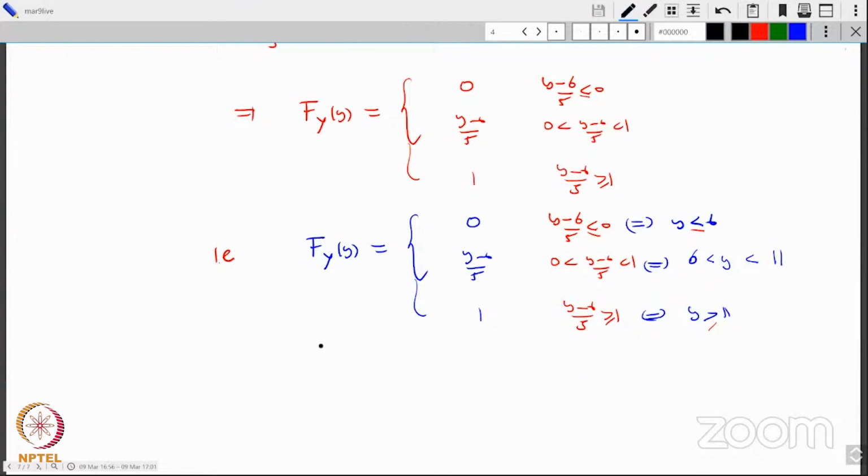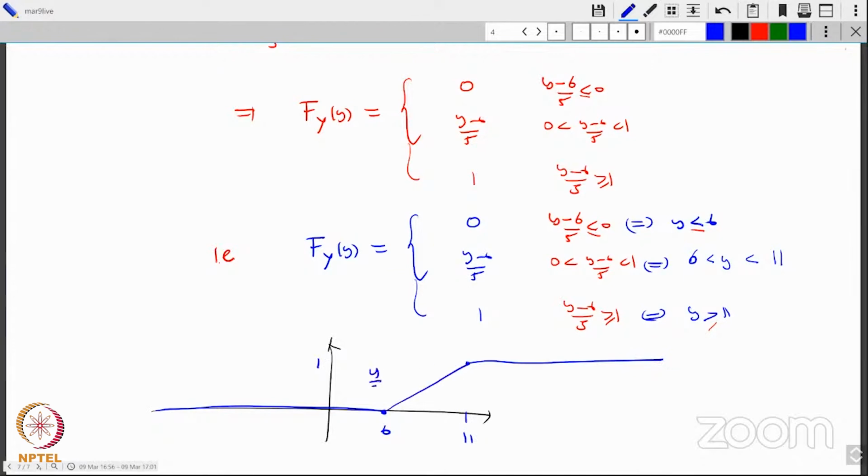Let me draw the graph of F of y. How does it look? It's going to be 0 till 6, then going to go to 11. At 11, the function is 1, right? And in between, the function is a line of slope 1 over 5, so this is y by 5 minus 6 by 5. This is the line. So it starts at 0 at 6, and climbs up to 1 at 11.